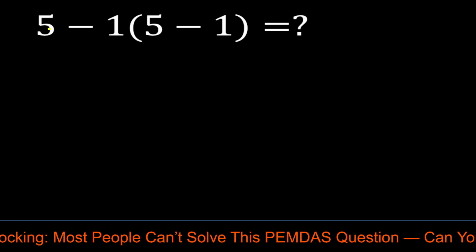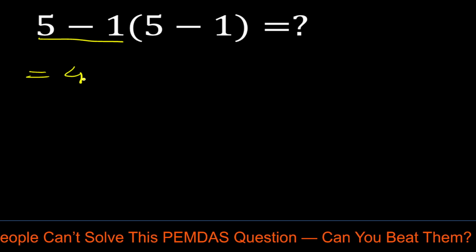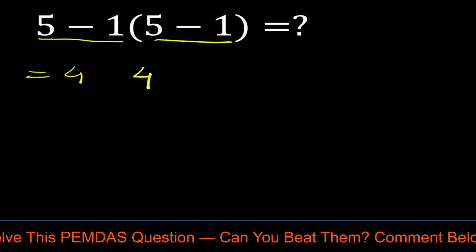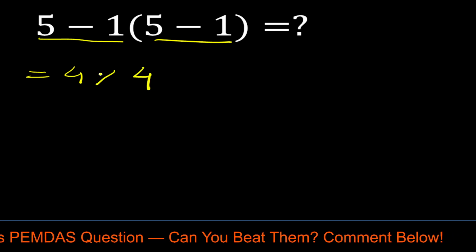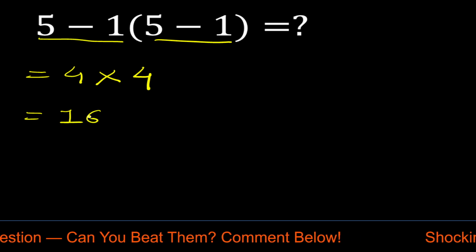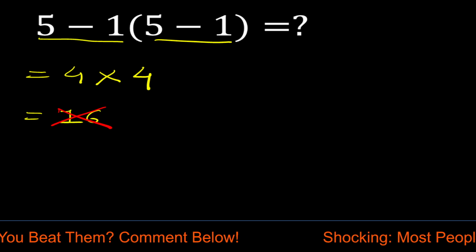So 5 minus 1. So 5 minus 1 is equal to 4, right? And again 5 minus 1. So 5 minus 1 is equal to also 4. Now 4 times 4. So 4 times 4 is equal to 16, right? But this answer is not correct. This answer is completely wrong.